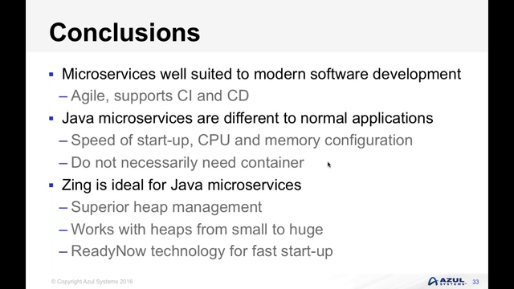Zing, as I've gone through, is very much ideal for the idea of Java microservices. The way that heap management works, the way that the garbage collector works, we scale from very small heaps all the way up to very, very big heaps, and big heaps do not take a lot of time to garbage collect. We don't have a garbage collection situation where the time it takes is proportional to the size of the heap, unlike other commercial JVMs. ReadyNow technology allows for fast startup of the services.